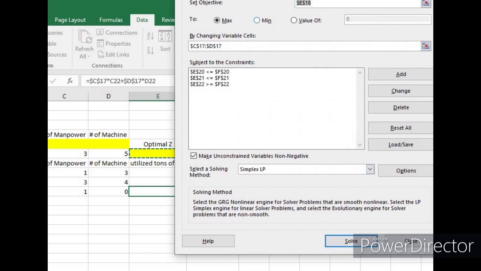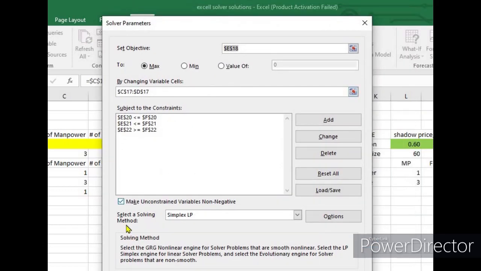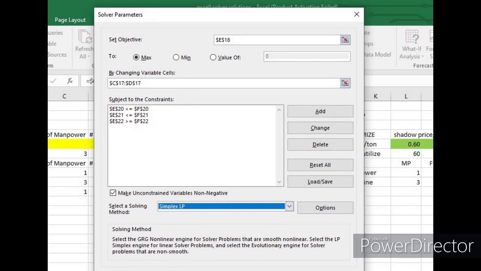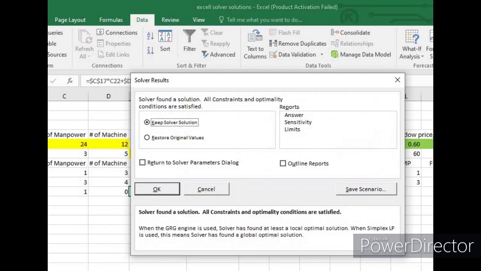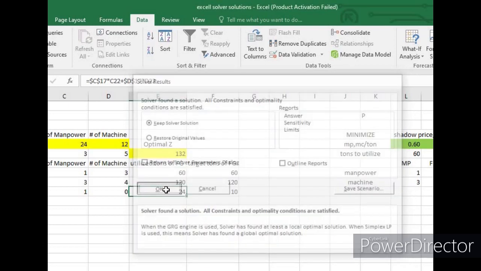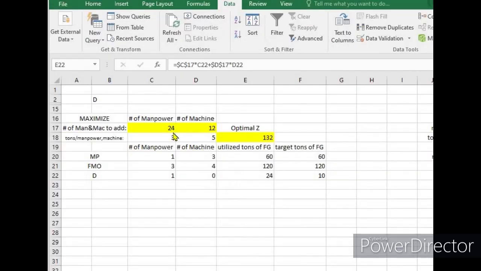Notice that you already have these three constraints. Then make sure that the make unconstrained variables non-negative option is checked, and select Simplex LP. Then click solve and click OK. Solver found the solution, so click OK. So now you have x sub 1 equal to 24 and x sub 2 equal to 12.